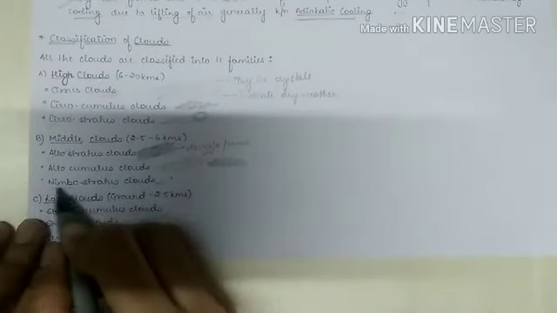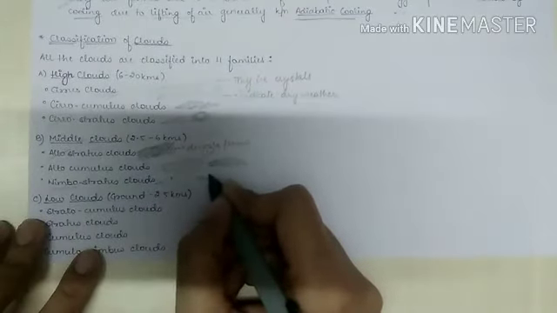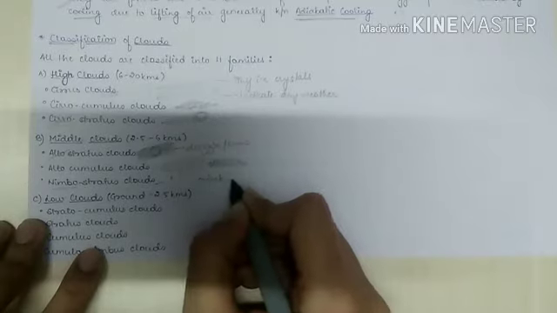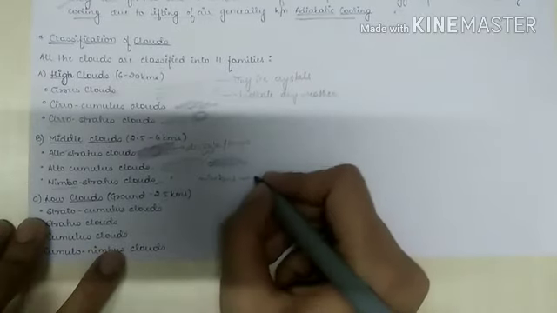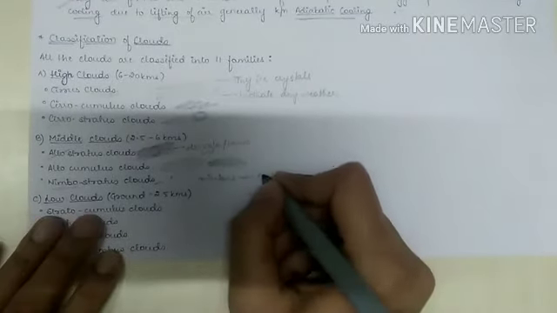So nimbo is formed from the word nimbus. Nimbus means rainstorm.